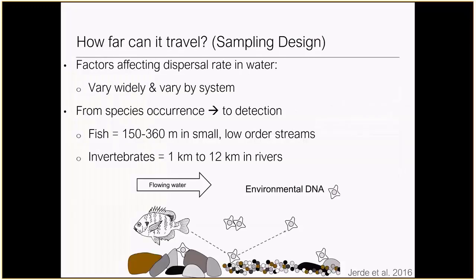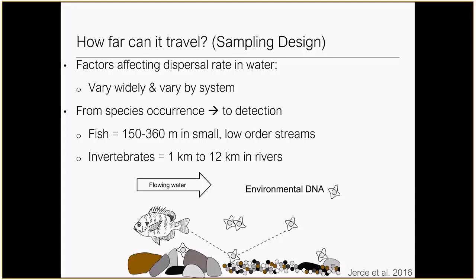So when we're thinking about eDNA sampling design, one of the first things we have to think about is how far can eDNA travel if we're talking about a freshwater ecosystem. And unfortunately, the factors affecting the way eDNA disperses in water vary greatly and vary significantly by system. So ideally, you would want to do a pilot study in your system to get a better idea of this. But there is research out in the literature where you could pull pieces of information and get an idea of what you might expect to create a more informed sampling design.